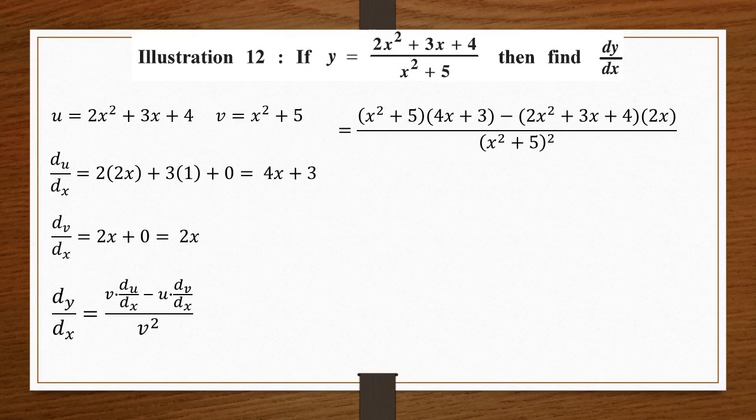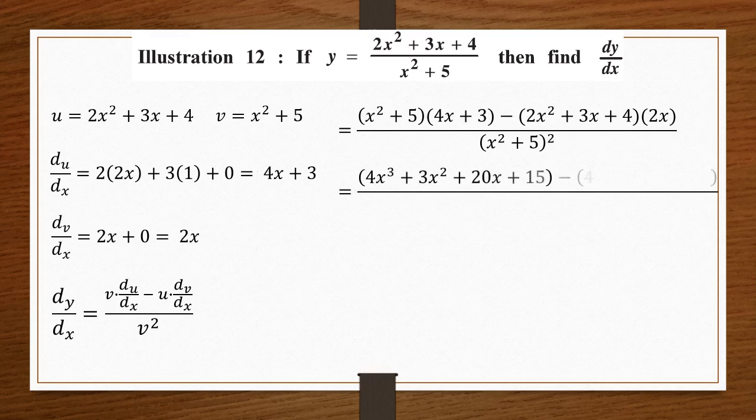What we are going to do, we are going to multiply the numerators. X square plus 5 multiplied by 4x plus 3. So it will be something like this. X square into 4x is 4x cube, x square into 3 is 3x square, 5 into 4x is 20x, 5 into 3 is 15. 2x square into 2x is 4x cube, 3x into 2x is 6x square, and 4 into 2x is 8x. And remaining the denominator will be as it is.